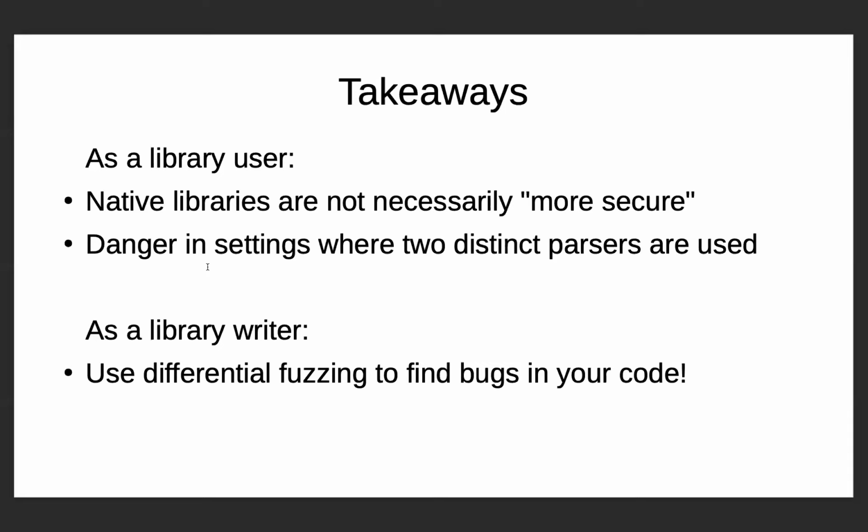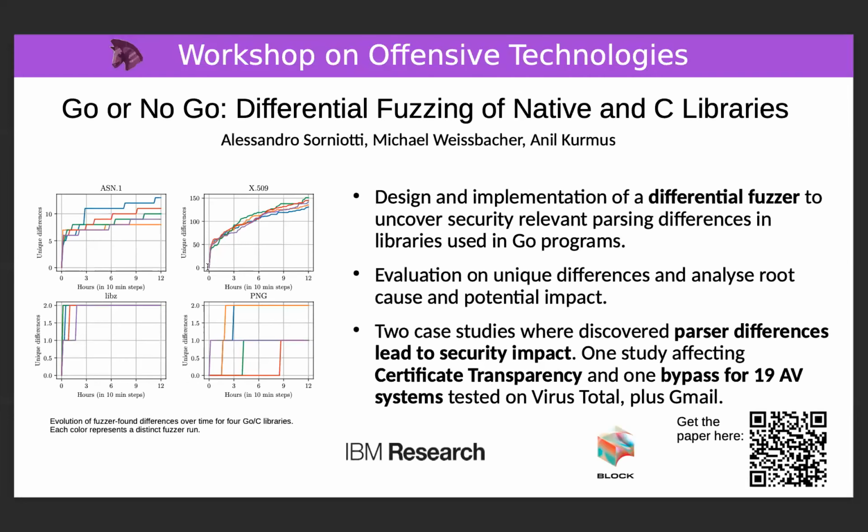As a library user, I would say that we can give the following recommendation: to be careful, because the native libraries are not necessarily more secure. It entirely depends on which setting you will be using those libraries. And of course, there are settings where it can be very dangerous to have 2 distinct parsers that are used. And as a library writer, it's also always a good idea to use now differential fuzzing if you have a new version of a library to find bugs in your code. All right, so this concludes my talk, and I'll be happy to take your questions.